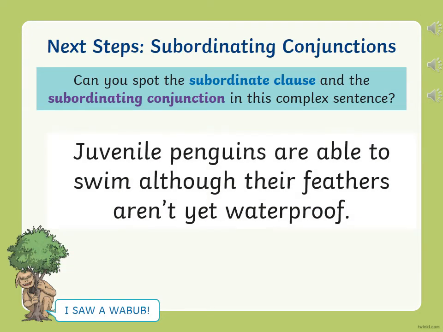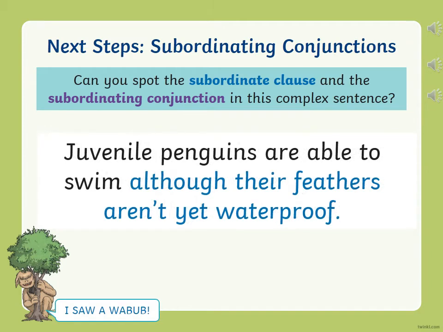Now look at this sentence and try and spot the subordinate clause and the subordinating conjunction. It says juvenile penguins are able to swim although their feathers aren't yet waterproof. That's correct. The subordinate clause is although their feathers aren't yet waterproof. And the subordinating conjunction is although.